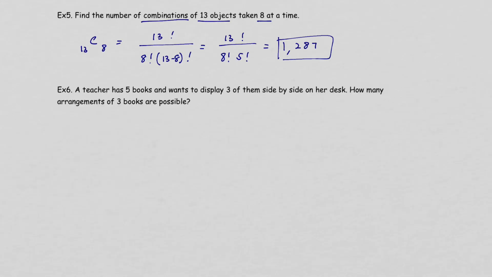Now let's look at example 6, and we're going to see if we can tell whether it's a permutation or a combination, and once we know which it is, let's find the number of ways.